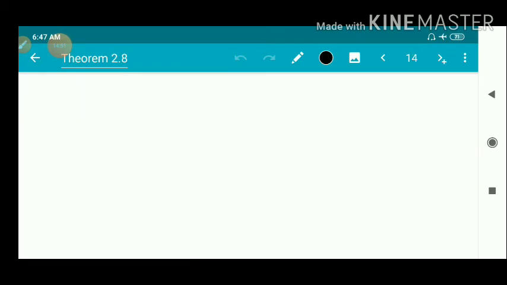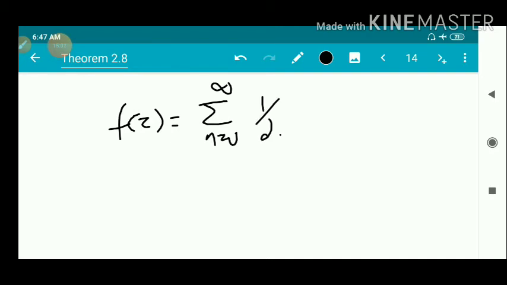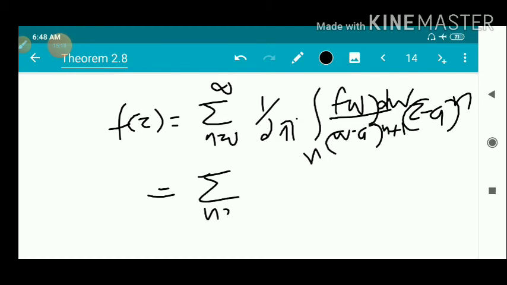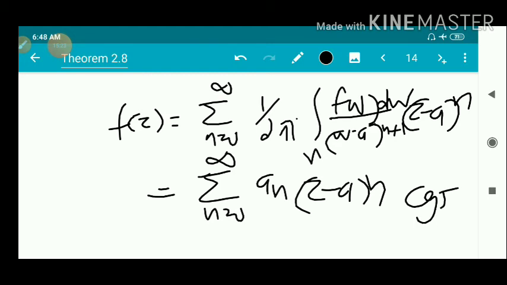Therefore we can write f of z equal to sigma n equal to 0 to infinity 1 by 2 pi i integral over gamma f of w divided by (w minus a) whole raised to n plus 1 into (z minus a) raised to n. That's equal to sigma n equal to 0 to infinity a n (z minus a) whole raised to n, which converges. So this power series exists and also it converges.